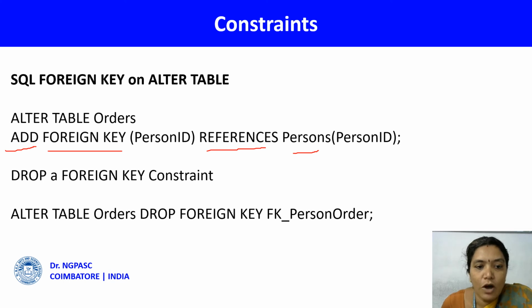The next thing is how to drop a foreign key constraint. As we have dropped the primary key constraint, or other constraints, in the same way I can drop my constraint here also. It is done with the help of your alter table statement, which is alter table orders. Then drop is the keyword. Then what is the constraint I am going to drop, and what is the name of the constraint I am going to drop. Similarly, you can disable and enable your constraints here also, as we have discussed in our previous slides.